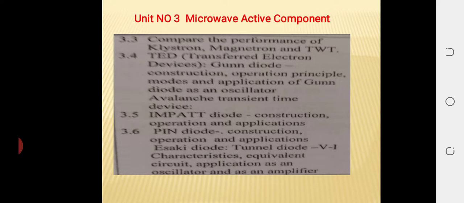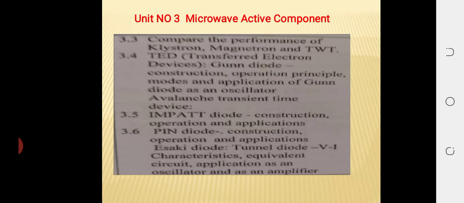Again in that there are various types of devices that we are going to study, which are helpful for microwave transmission, like Gunn diode, IMPATT diode, PIN diode. This Gunn diode, IMPATT diode, and PIN diode we are going to study in detail their construction, operation, application, block diagram. Okay, so this unit number 3 carries 20 marks.